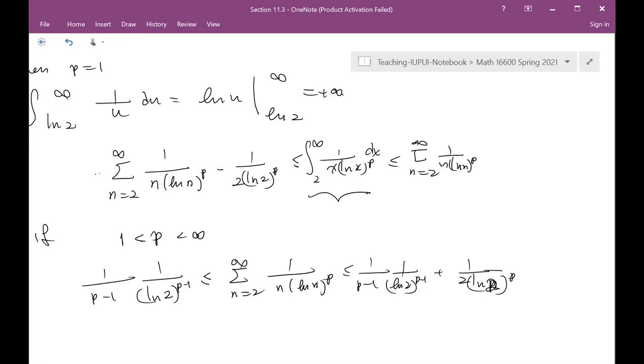So as I showed you, in some cases the integral test is very powerful. You can not only prove it's convergent, you can also get an estimate on the value. Okay, so that is today's class.